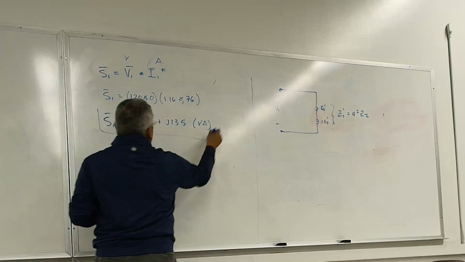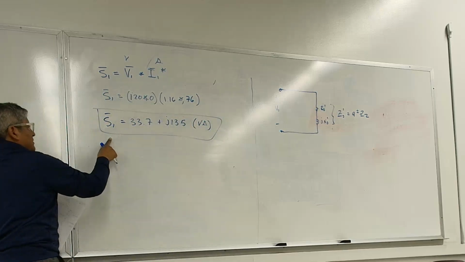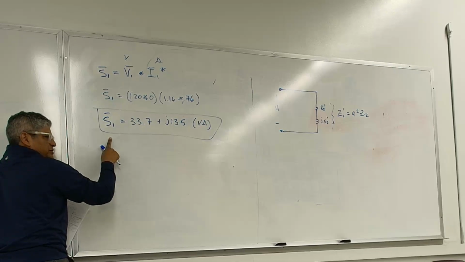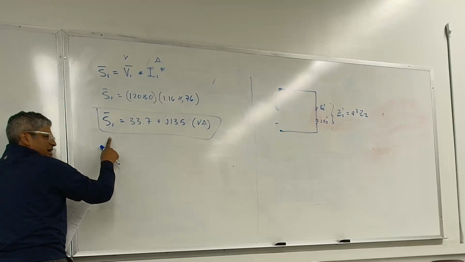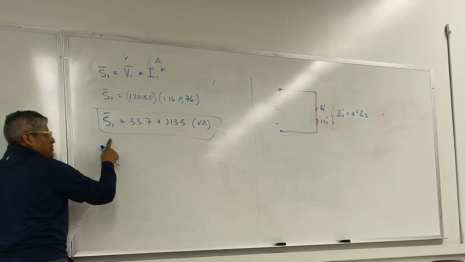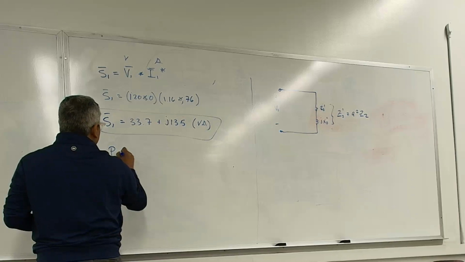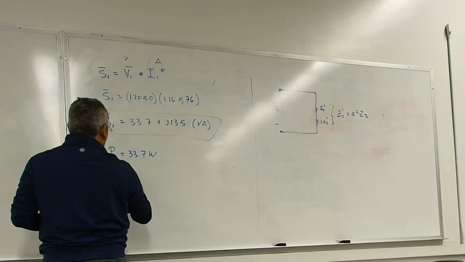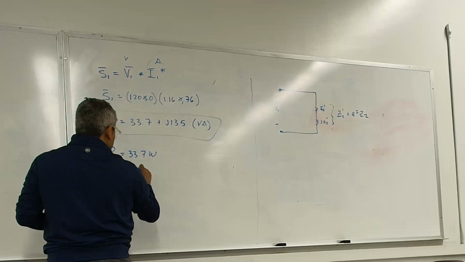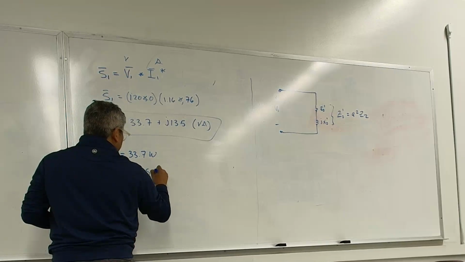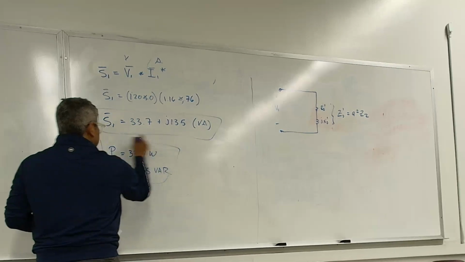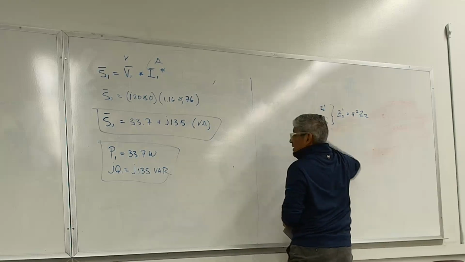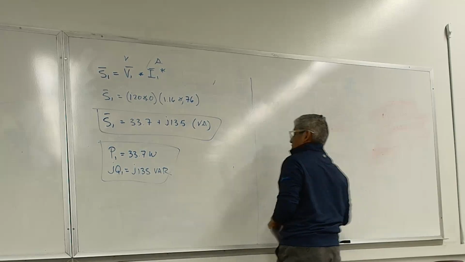Okay, so that's the power consumed by the load. There's nothing consumed by the transformer. The transformer is ideal, has no losses. So everything here is going to the load. So you can say P1 is equal to 33.7 watts, JQ1 is equal to J135 vars, right? So that's the power consumed by the load if I am computing it from the primary side of the transformer.